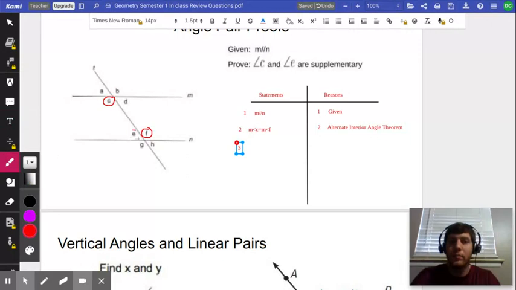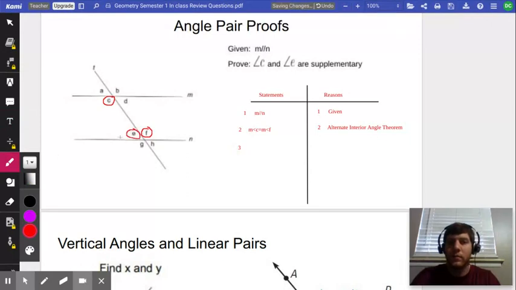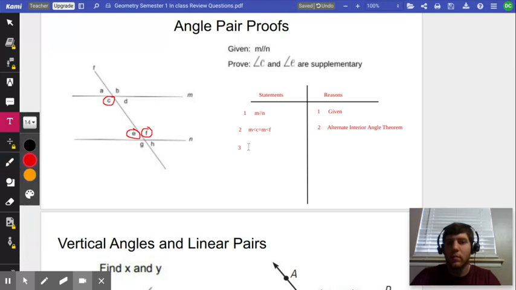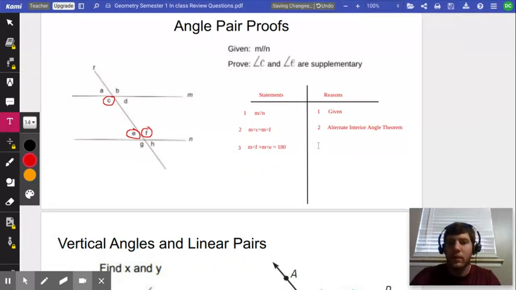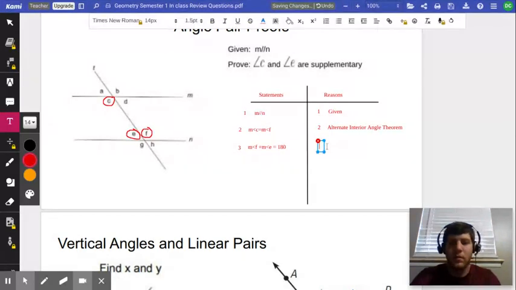and E, that's a linear pair. So we can say that the measure of angle F plus the measure of angle E is going to equal 180. That's your linear pair theorem.